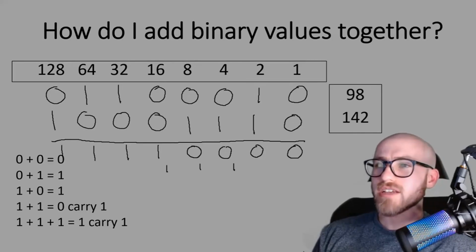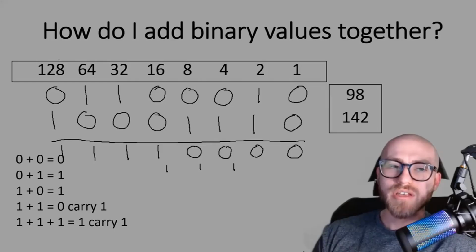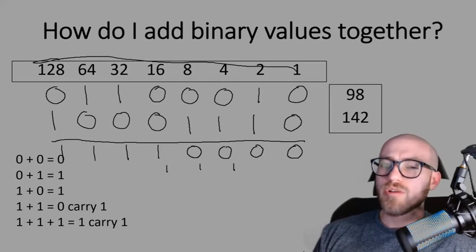So this is how we add two binary values together. There's no requirement to then convert that into denary by adding up all these values across the top. We don't need to do that.